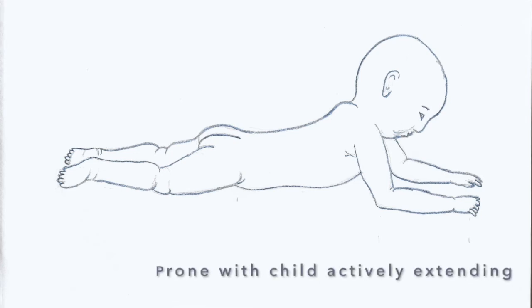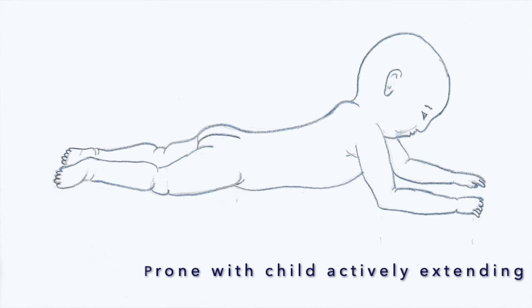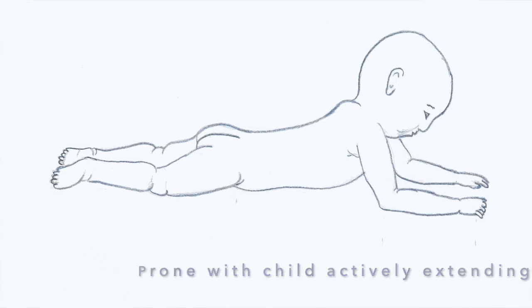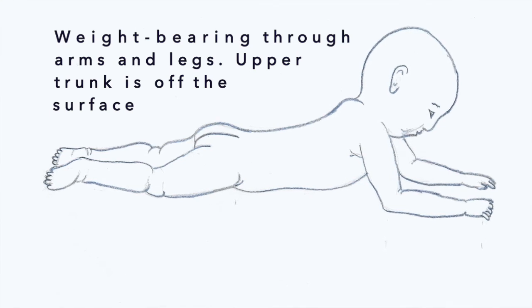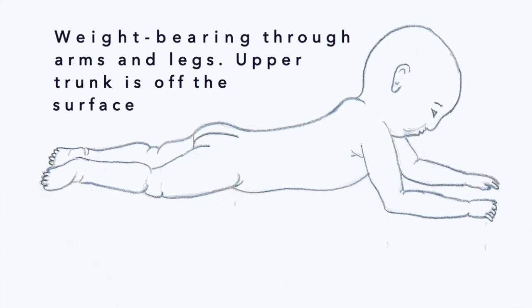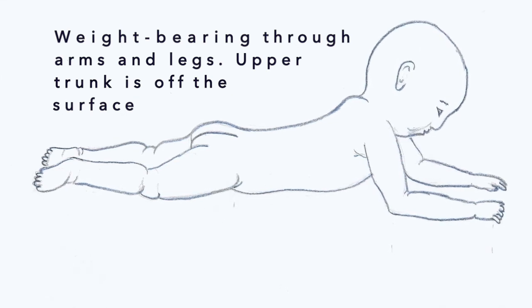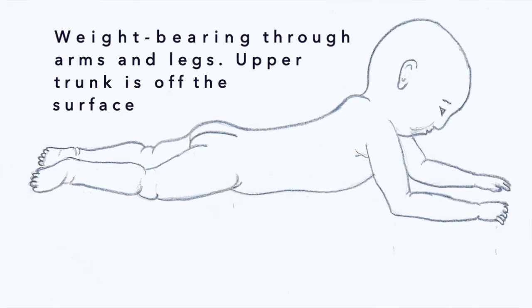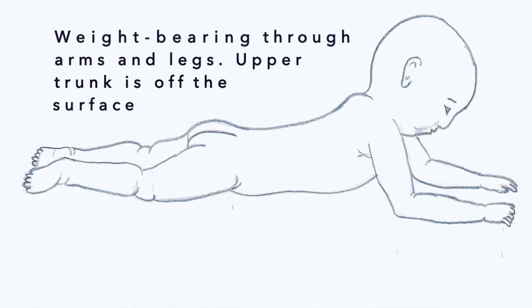This diagram is representing what we would expect a typically developing child to look like on their tummy. The child is pushing up into an extended motor pattern off the supporting surface using the arms. The upper trunk is raised off the surface, but the lower arms, lower trunk and legs remain in a weight-bearing position to provide stability. This child can play comfortably in this position.